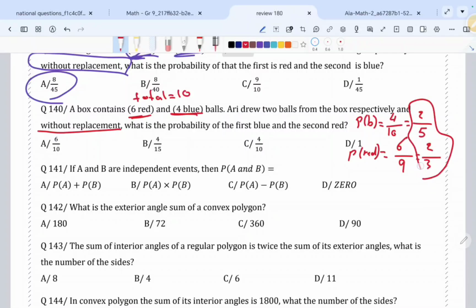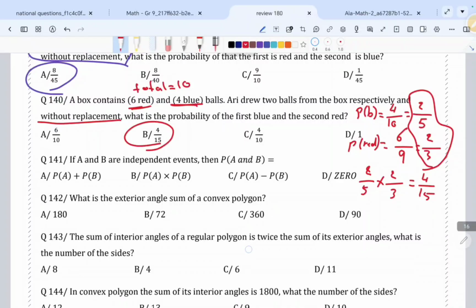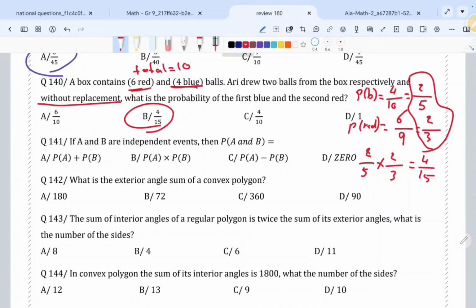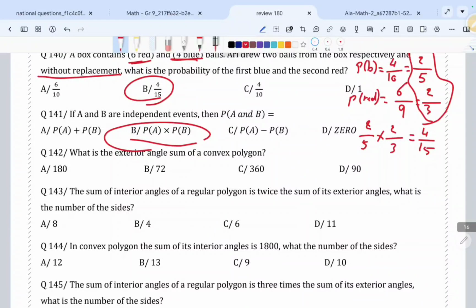Now multiply the two probabilities. 2 out of 5 times 2 out of 3 is 4 out of 15. 4 out of 15 is the correct answer. If A and B are independent events, what's the probability of A and B? This is the definition of independent. It's the rule, okay? B is the correct answer.